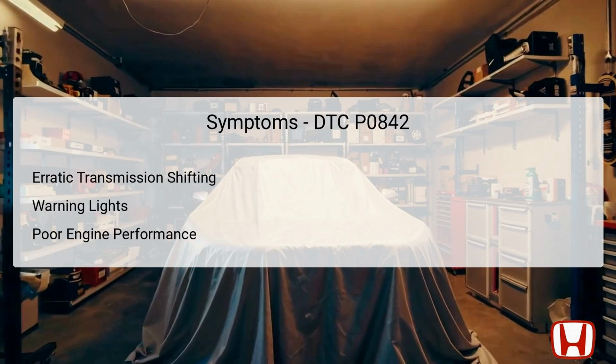When the P0842 code is present, several symptoms may indicate a failure in the transmission fluid pressure sensor circuit. Drivers may notice erratic shifting behavior from the transmission, meaning that the vehicle may hesitate or shift roughly between gear ratios, compromising driving comfort and safety. Additionally, warning lights may illuminate on the dashboard, indicating a need for immediate attention. These could include the check engine light or a transmission-specific warning.